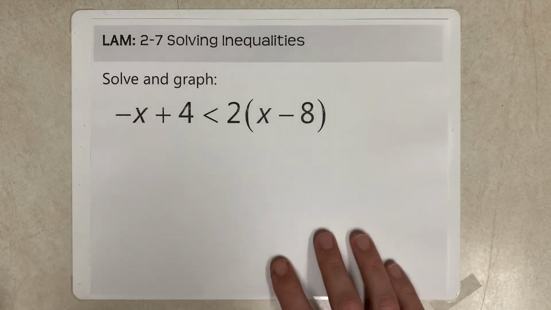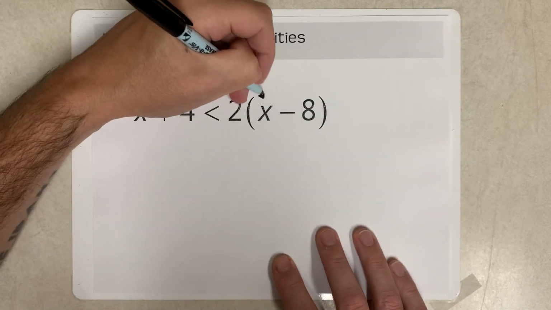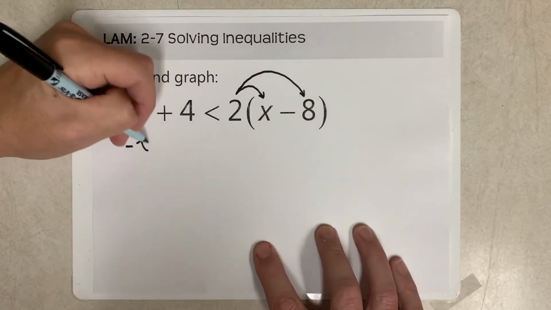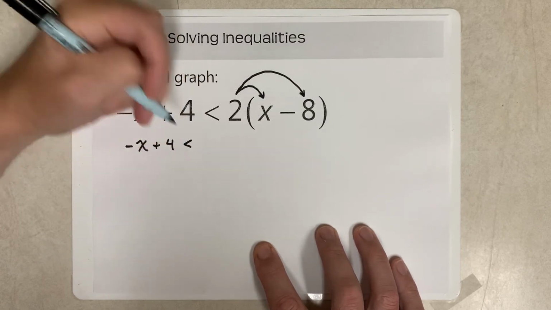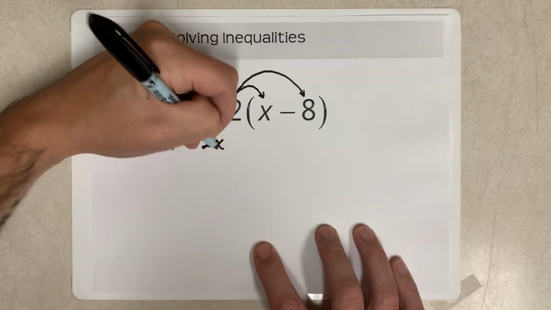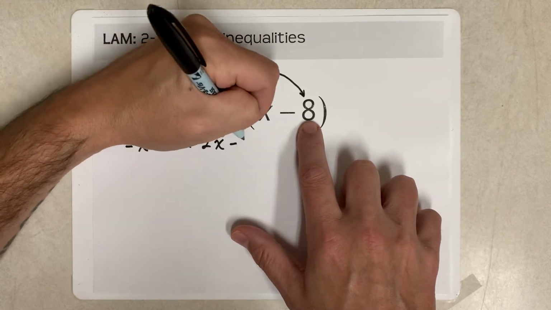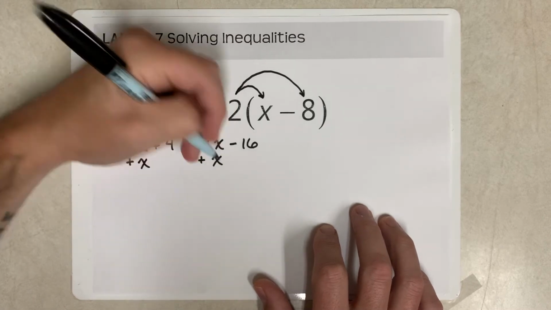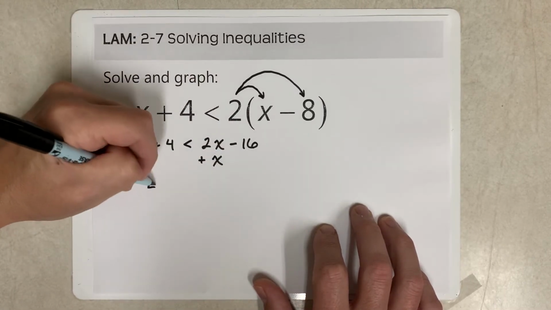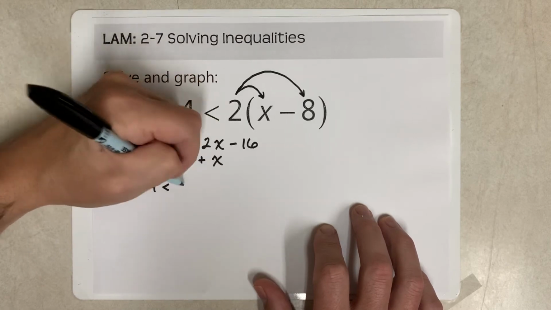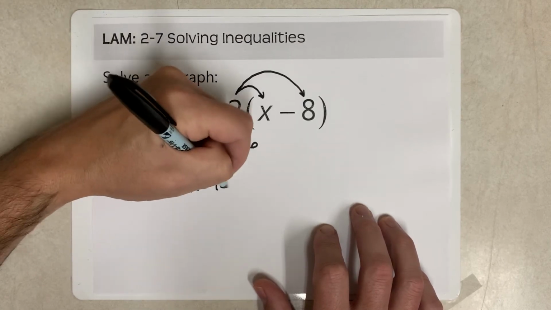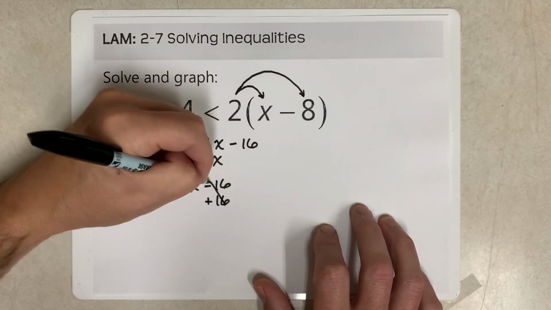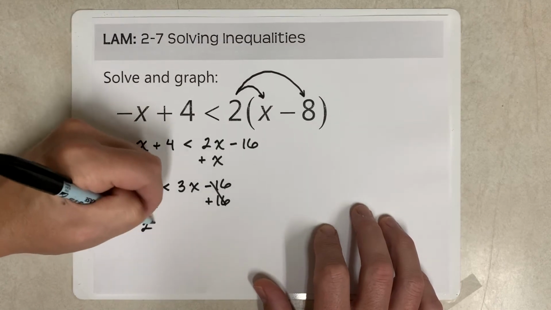Again, another one with some distributing first. So we need to distribute. Drop down my negative x plus 4 less than 2x, and then that would be a minus 16. All right, start moving stuff around. Plus x. Drop down my 4 less than 2 and 1 make 3x, minus 16. And let's add 16 to both sides. Those cancel. 16 plus 4 is 20.